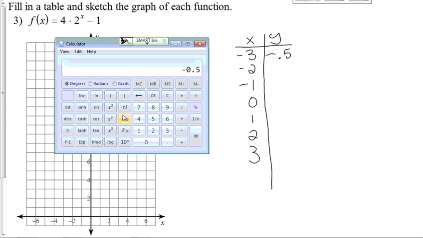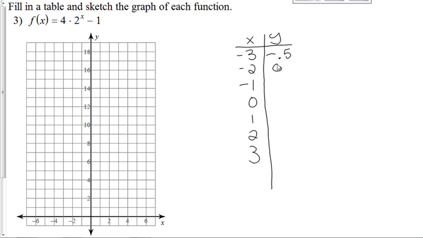We're going to proceed in this way all the way through to positive 3 and come up with a table. So 2 to the negative 2 power is 0.25, multiply by 4, get 1, and 1 minus 1 is 0. I'm going to pause the video and go through that same process for all the other numbers too, and you'll see a filled out table. All right, here is the table.